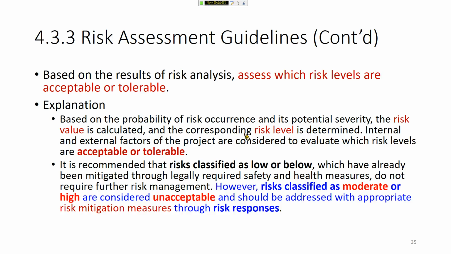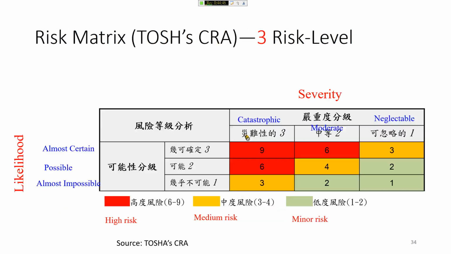Based on this assessment, we can determine the risk level and assess whether it is acceptable or not. The project owner or the project participant can determine their own criteria for acceptable risk level, but by recommendation of TOSHA, they suggest the risk classified as moderate or high is considered unacceptable. So let's follow this criteria. You have to plan risk treatment measures for medium or high level risk events.